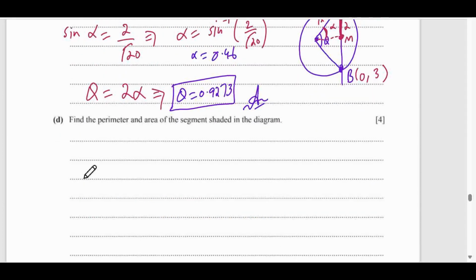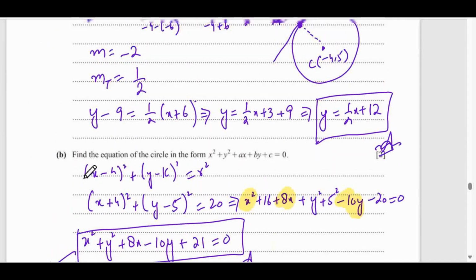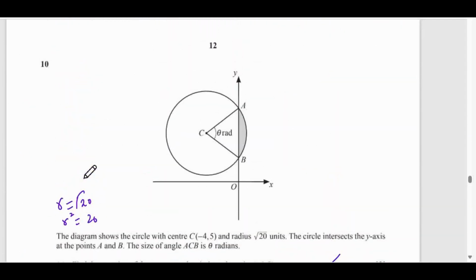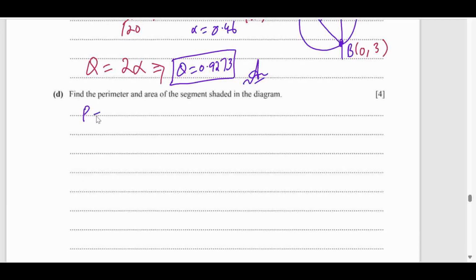Let's move to the next one. Find the perimeter and the area of the segment shaded in the diagram. So let's see how to find the perimeter. For perimeter, we just need the distance AB and the arc length AB. So the distance AB, let me write it over here, the perimeter will be equal to AB plus arc length AB.